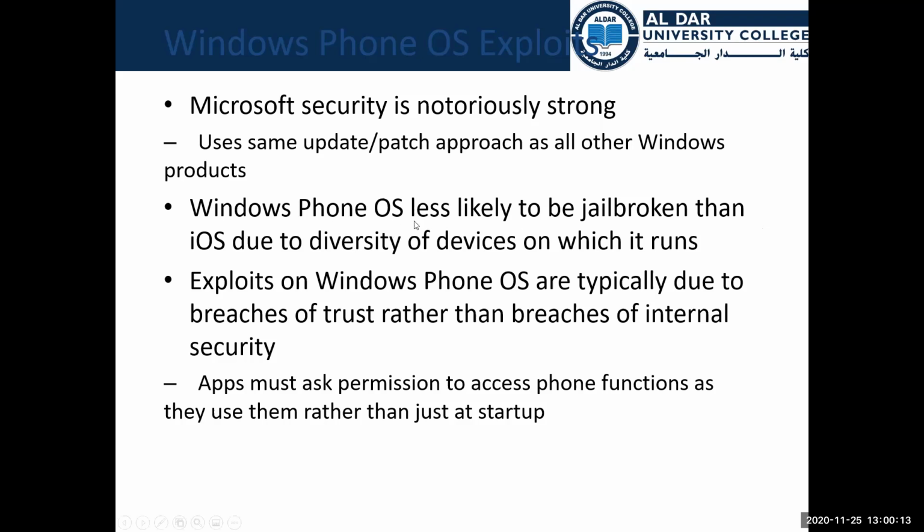It is less likely to be jailbroken than iOS due to the diversity of devices on which it runs. Exploits on Windows Phone are typically due to breaches of trust rather than breaches of internal security. And that's an important point to mention here. The security breach is not coming from the operating system itself, it is coming from the trust of the application or trust of the user.